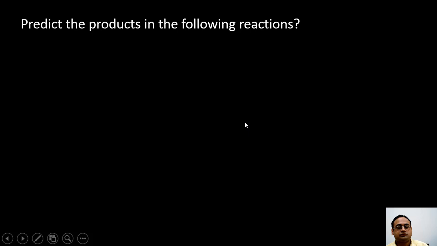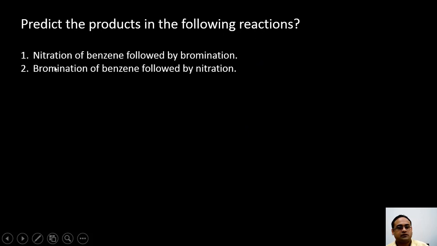Can you use all this information to predict the products in the following reactions? Can you predict what will be the product of nitration of benzene, and when that product is then brominated, what will be the final product? And when benzene is brominated, you will get one product. What is that product? And when this product is further nitrated, what will be the final end product? So please try to solve these problems and we will discuss them further in the class.